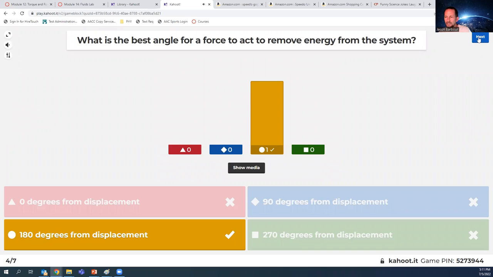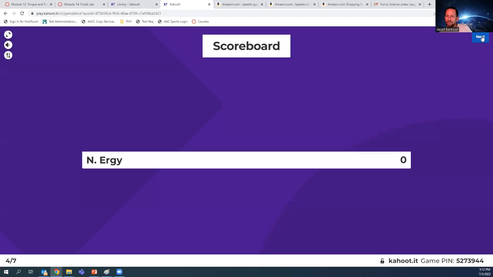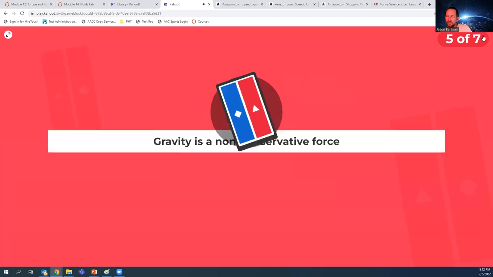All right. Oh, we got an answer this time. Way to go, energy. So 180 degrees. The biggest negative value of cosine of any angle is negative one. Cosine of 180 is negative one. If you had other angles between 90 and 270, the cosine of that angle would be a negative value, but it would be less than one in magnitude.